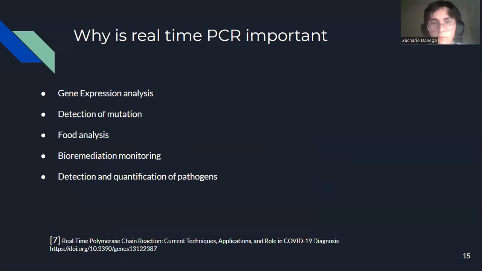So why is real-time PCR important? There are many different reasons. It's used for gene expression analysis, for detection of mutations, particularly in cancer cells. It's used in food analysis, in bioremediation monitoring, and in detection and quantification of pathogens. In fact, it was used extensively during COVID-19 for determining if someone had COVID.